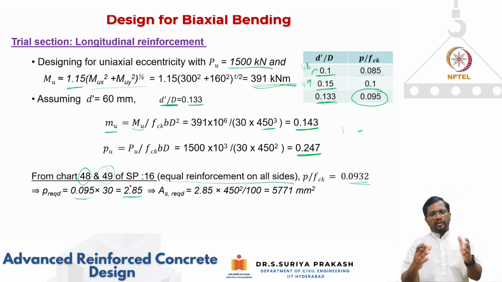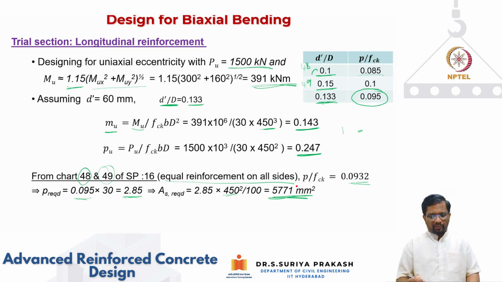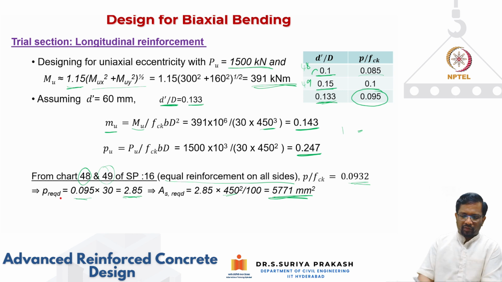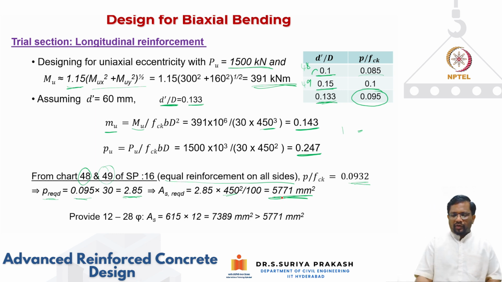You see, this corner column is requiring 2.85, close to 3% of steel. So when I multiply by area divided by 100, I get the amount of steel that needs to be provided. Okay, so this is the steel required. We know that rho required is 100 AS by BD, that's why I'm multiplying by BD divided by 100 to get the steel required. So for this, 5,771 millimeter square, this is a biaxial case. I need to make sure that I provide reinforcement on all four sides so that we get bending resistance about both the axes.